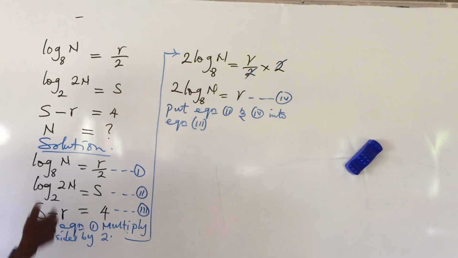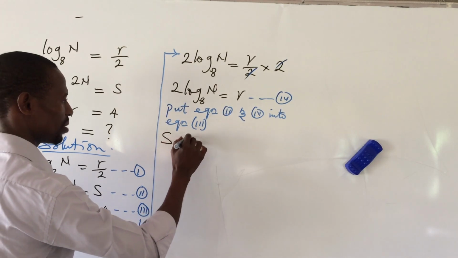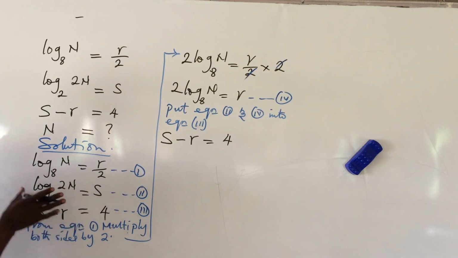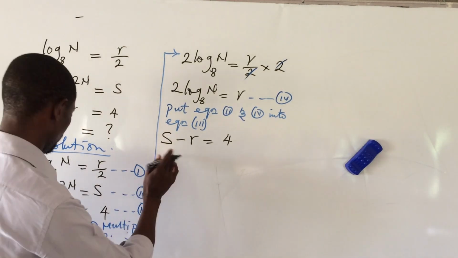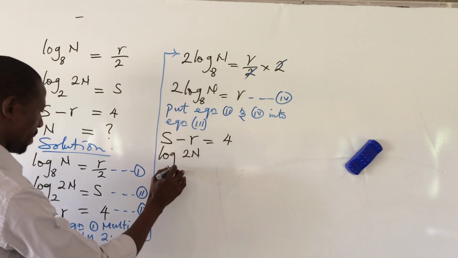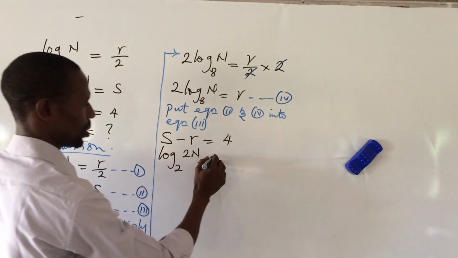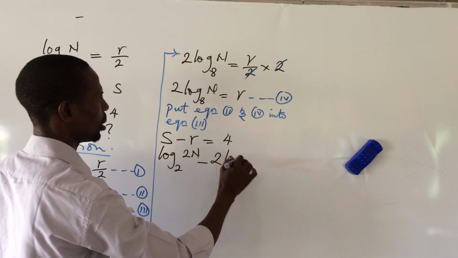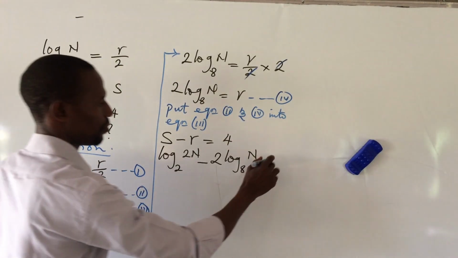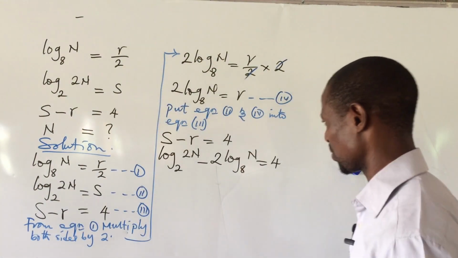So from here we write down our equation 3. Our equation 3 says x minus y equal to 4. So wherever we see x, which is this, we put down this. Then from here we now have log 2n base 2 minus our y, this 2 log n base 8, equal to 4. Very easy.